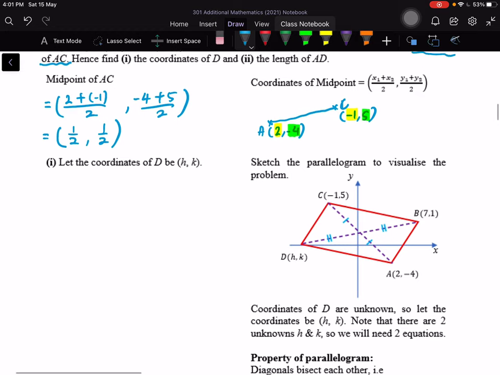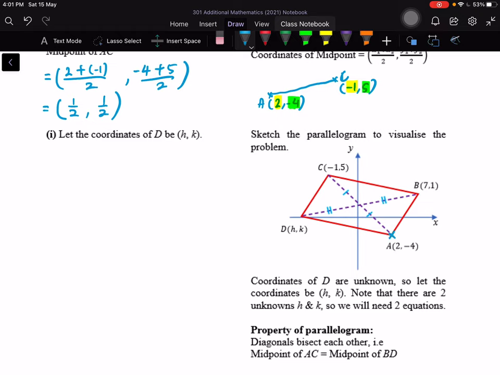If you were to do a quick sketch, your A will be here, B, C. In order for it to be a parallelogram, where should D be? You need to estimate a little bit, such that D is maybe over here, so that you will form the parallelogram. Just a recap of the properties of a parallelogram: BC is parallel and equal to AD. They are parallel and they are also equal. On the other hand, AB is parallel and equal to DC.